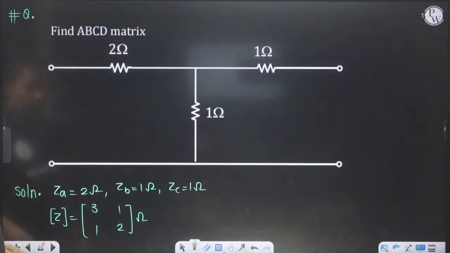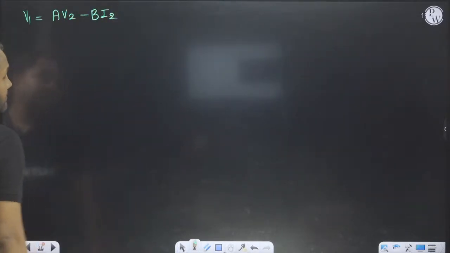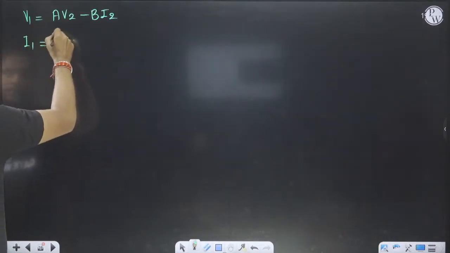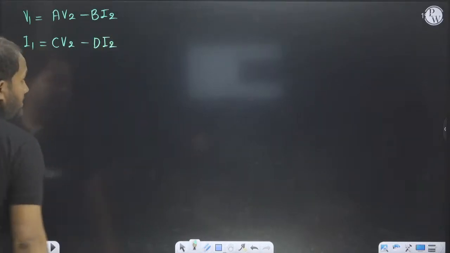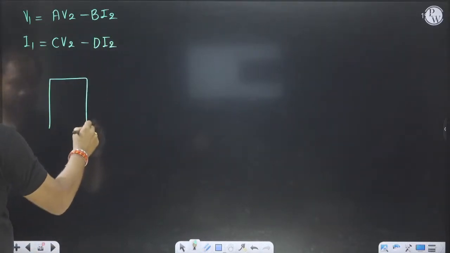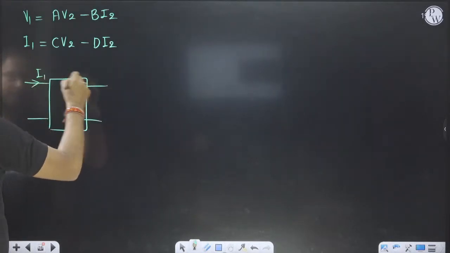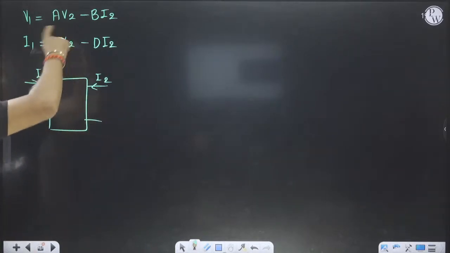If you don't know how to use the Z parameter in the ABCD parameter, it is very easy. First of all, write down the ABCD parameter equations: V1 equals AV2 minus BI2. Why am I writing minus? Because in the Z parameter I2 is inward, so I take inward. And I1 equals CV2 minus DI2. Try to understand, this is our two-port network. In the Z parameter it is incoming current, so in the ABCD parameter also it is incoming current.